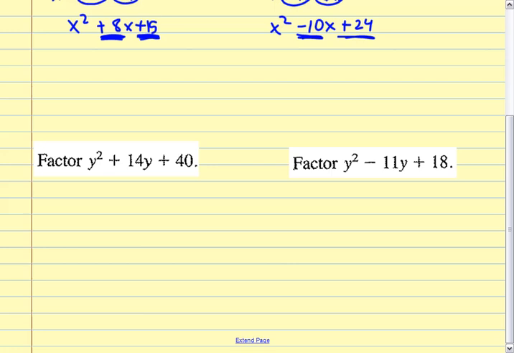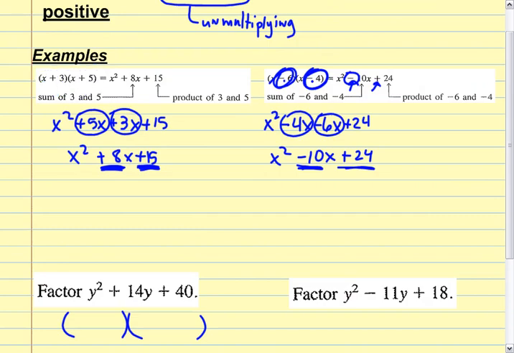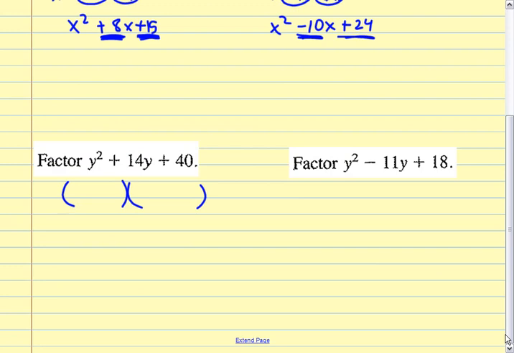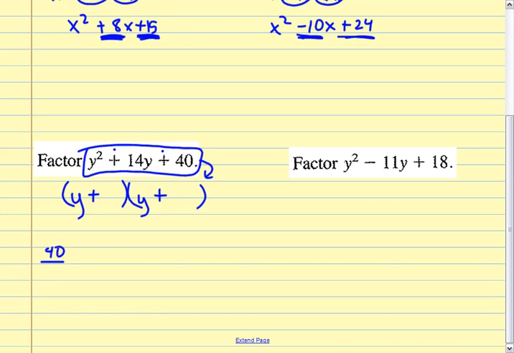Now down here, it says factor. Now I'm going back to just the binomials. Remember up here, we started with the binomials, and we multiplied to get the trinomial. Now we're starting with the trinomial, and they want us to give them the binomials. Well, we know that the two front terms are y. This is positive and this is positive, so that means these are both going to be positive. And I have to ask myself, what two numbers multiply to give me 40 and add to give me 14? That's what I do first.